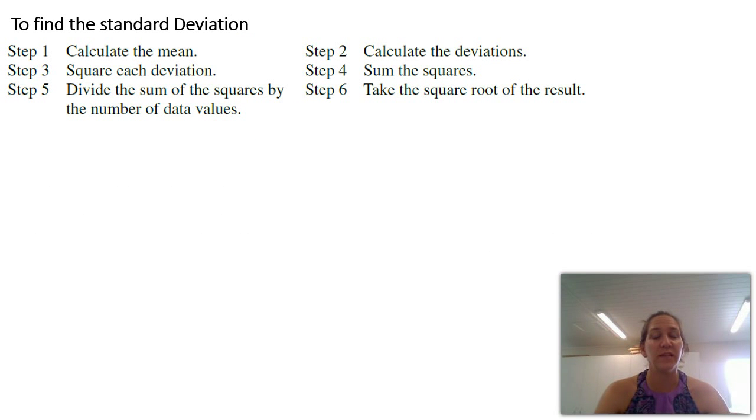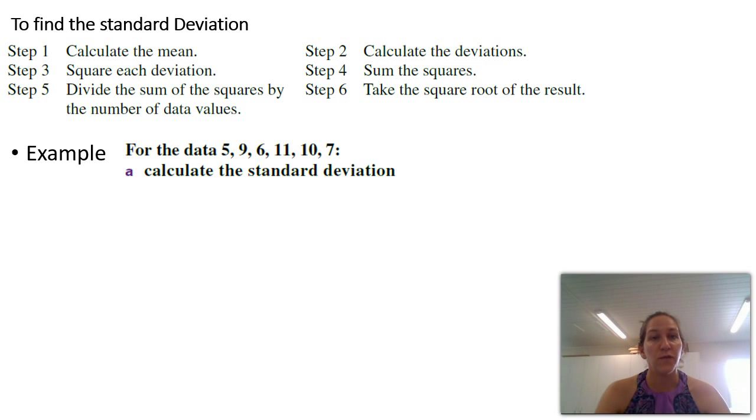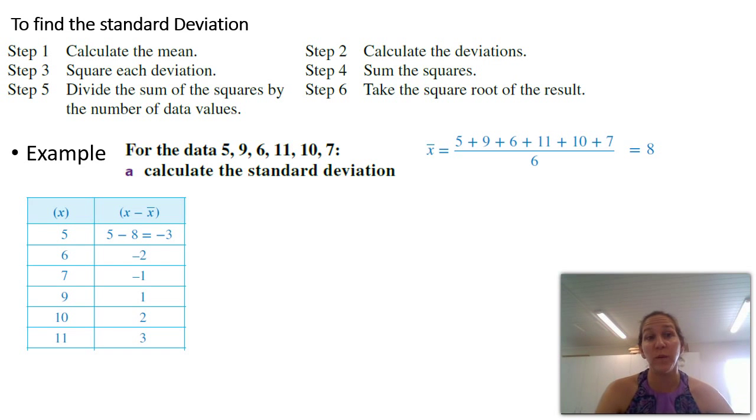Our steps to find the standard deviation are given here, and we'll run through a few examples. For this data set, we want to calculate the standard deviation. Our first step is to calculate the mean, and we get a mean of 8. That's by adding each one of those data values and dividing by the total number of data values, which is 6.